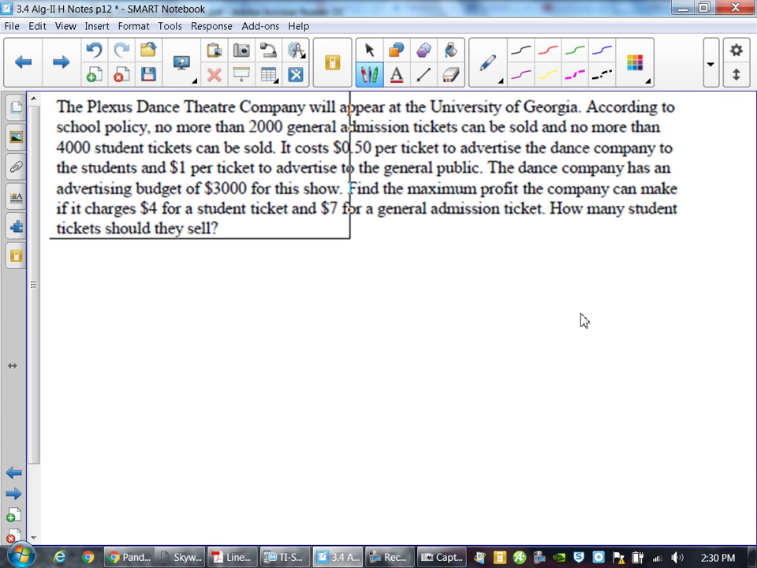So we have some constraints. First thing we notice is, can we have negative sales of tickets? No. So we know that our objective is to make profit. We have student tickets and general admission. So let's call them S and G, $4 for the student and $7 for general admission. We can't sell negatives, so we know that they're both greater than or equal to 0.